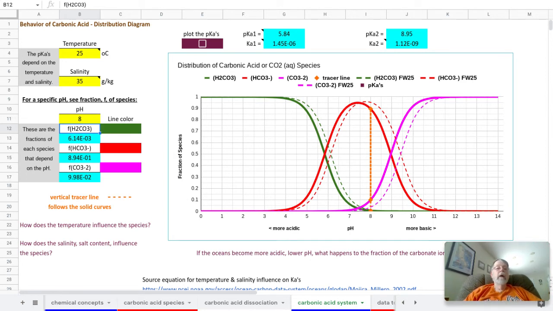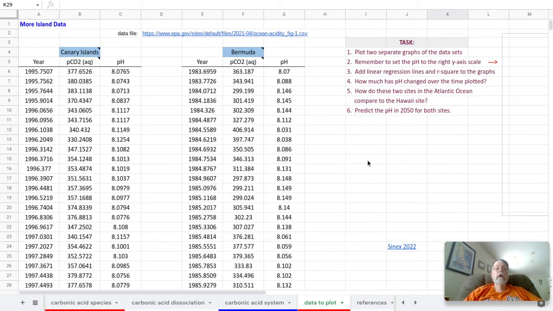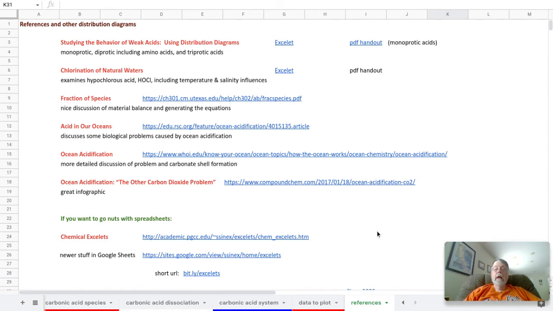This is a diagram I would introduce, not this one. I'd use another generic, probably monoprotic one to get them started. And there's some questions on here. They then finish this up by plotting some actual data for the Canary Islands and Bermuda. And I've got a handful of references if you need a little bit more information.